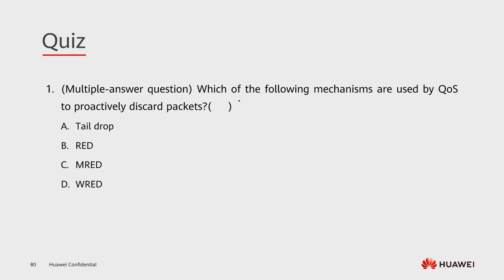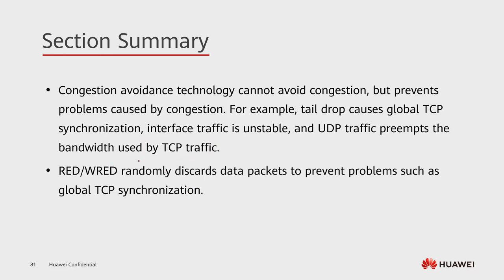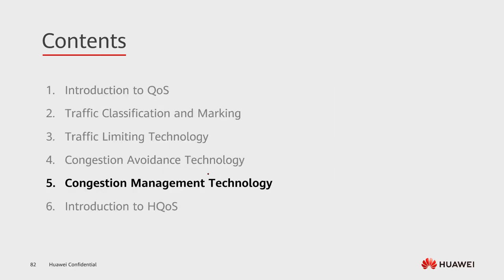And a little bit of quiz. Which of the following mechanisms are used by the queues to protect the network, to proactively discard the packet? Okay, so we can use WRED and RED to do that. Okay. So that's the summary of what we passed.